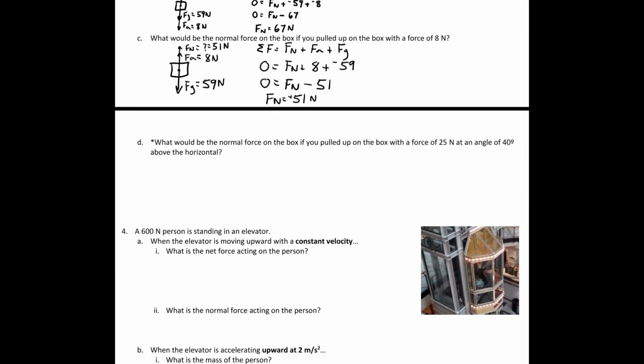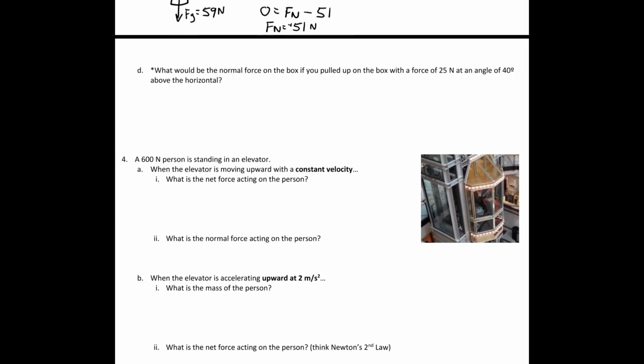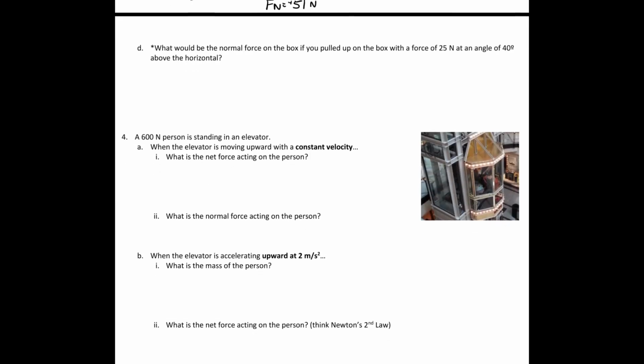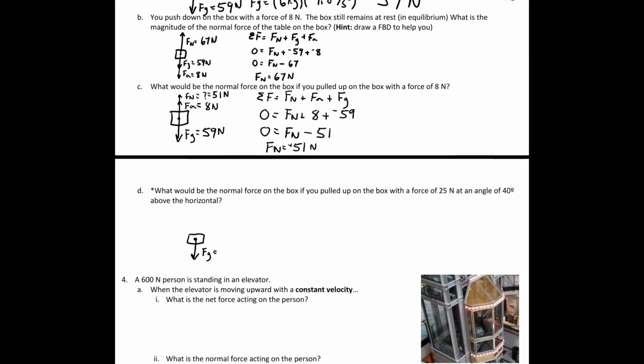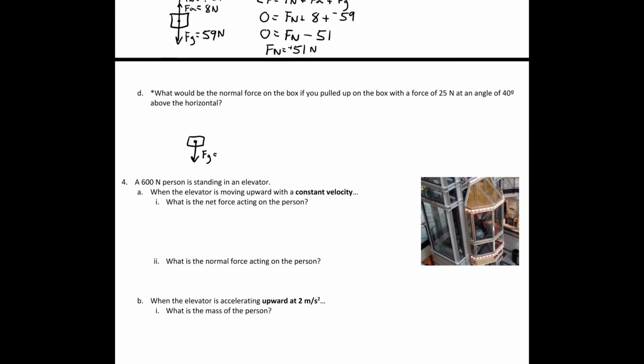It's the same process for D. You just got to think about it a little bit. Draw that free body diagram. Let's see, for D, what would the normal force on the box be if you pulled up on the box with a force of 25 newtons at an angle of 40 degrees above the horizontal? You got to draw your free body diagram. The weight is acting straight downward. It's still the same box. The weight was 59 newtons.